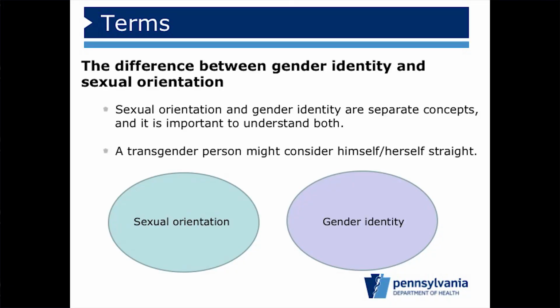There is no particular overlap between sexual orientation and gender identity. So you might have someone who is a transgender girl or woman who is attracted to men, or women, or both, or neither. And you might have someone who is a transgender man who is attracted to men, or women, or both, or neither. So you do not know someone's sexual orientation by knowing their gender identity, or their gender identity by knowing their sexual orientation. They are two separate concepts.